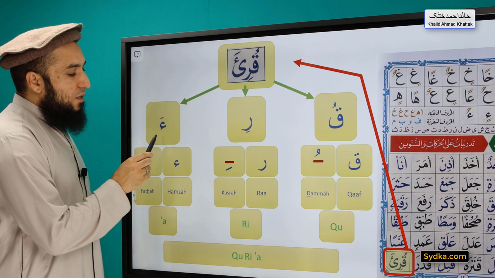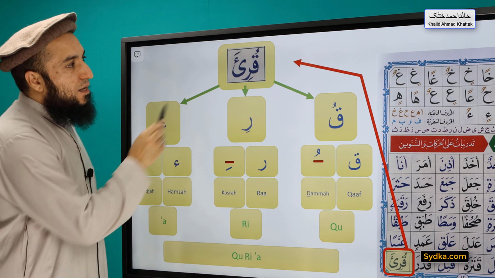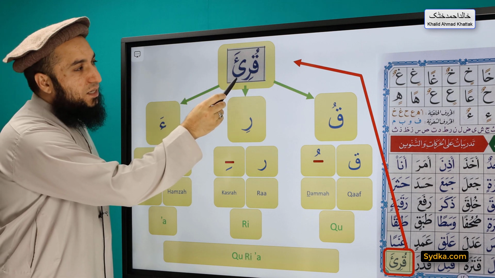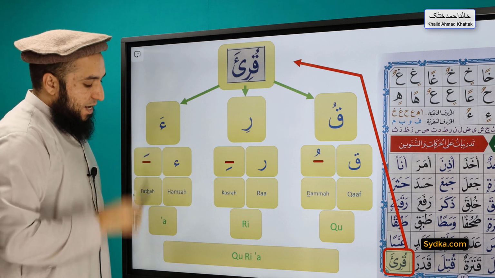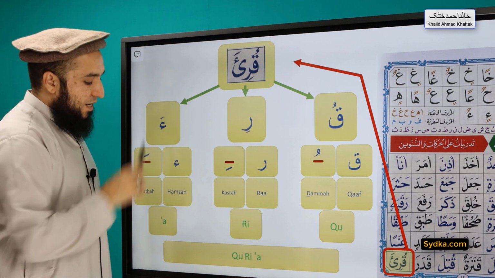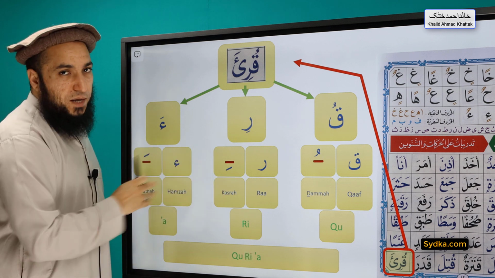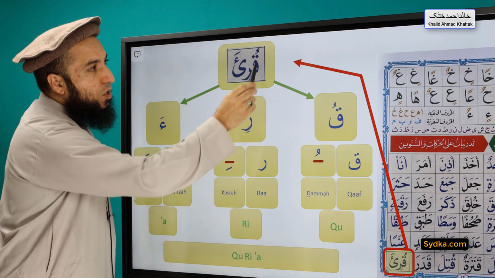The third syllable we have is hamza fatha a, but if you notice ya is silent here because ya is used as a chair for hamza. Hamza fatha a. Now we combine these three syllables and we have quri'a.